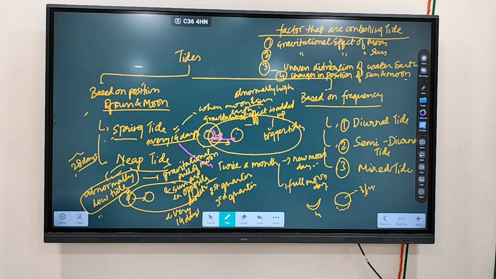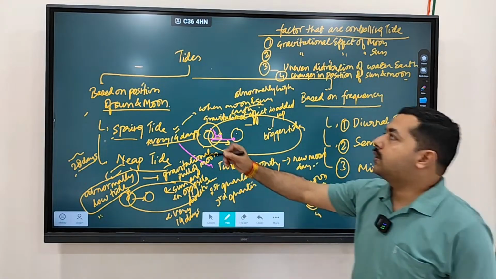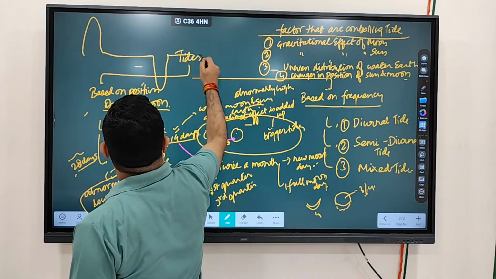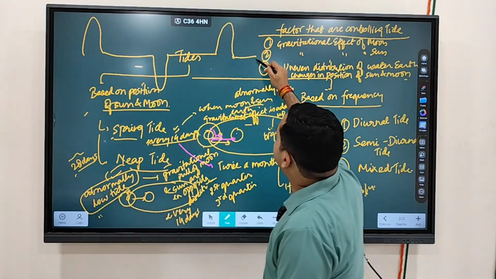14 days? No, it is going to be 7 days. Okay, so first high tide, then after that what will happen? Low tide. 7 days after, then again 7 days after, what will happen? High tide. So you'll see like this, high tide will be observed. Then what will happen? Low tide. Then what will happen? High tide. And then after what? Low tide.